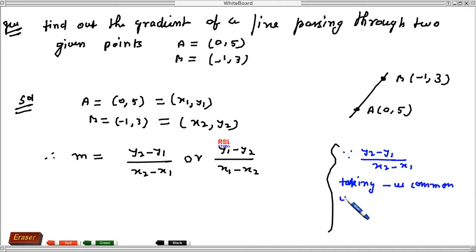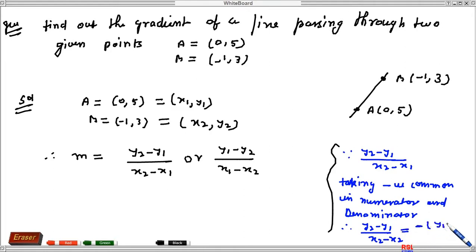Note how this is equal to this, you will see here. Just take minus common from numerator and denominator, you will find this. I have written it also. So y2 minus y1 over x2 minus x1: take minus common from the numerator, that will be like this. Simply take minus common from the denominator, that will be x1 minus x2, cancel the minus, so that will be this. Hence this is equal to this.